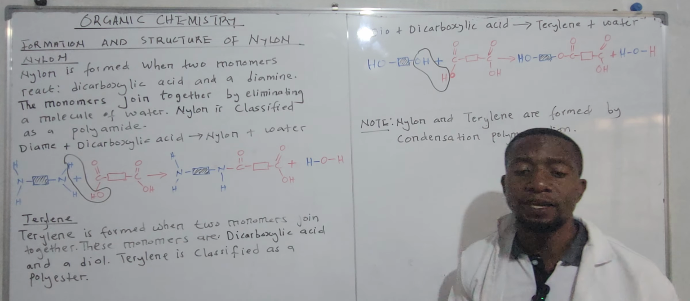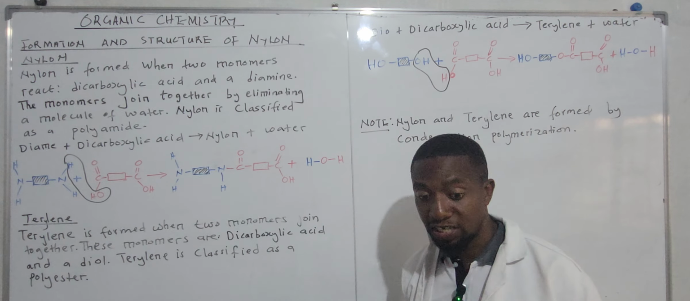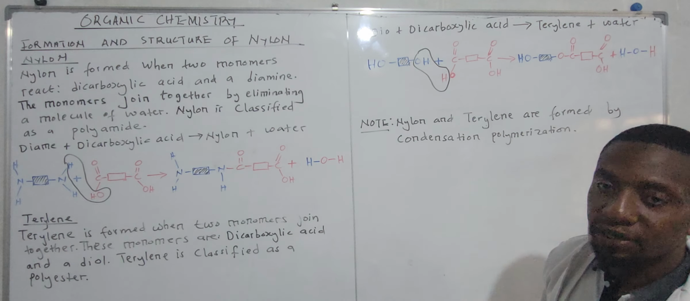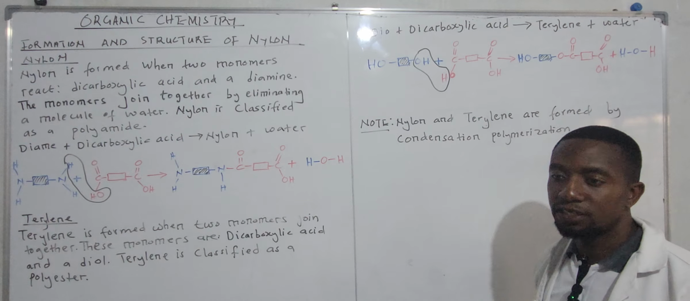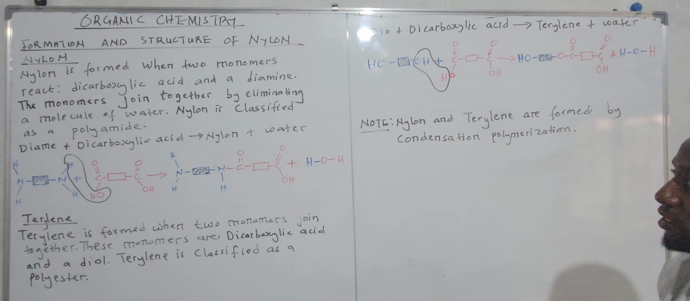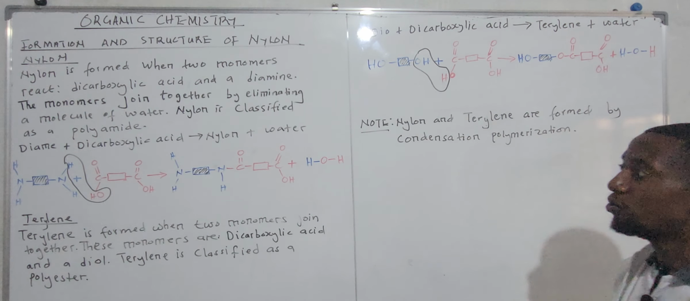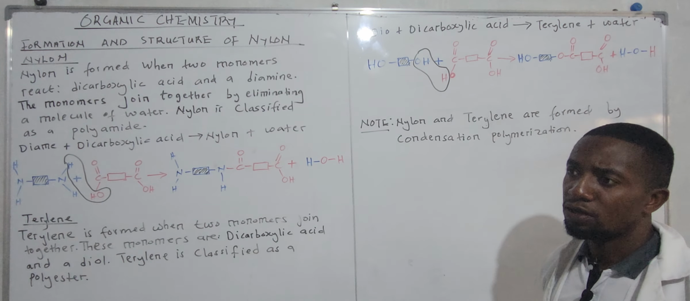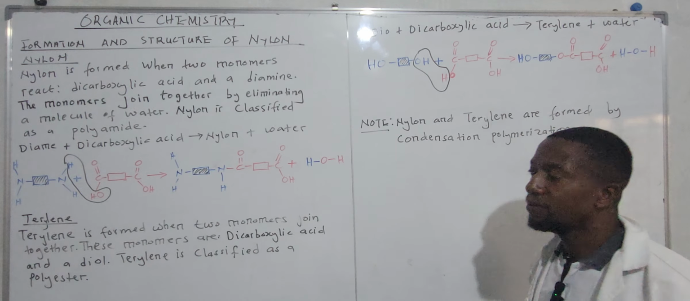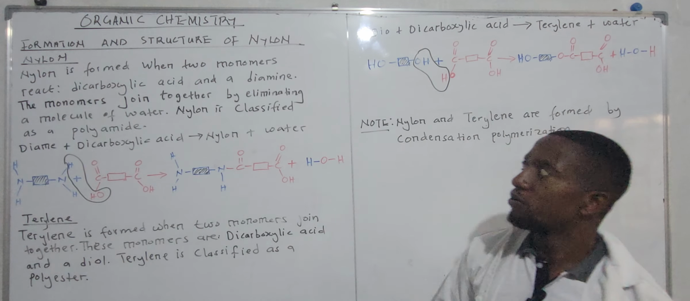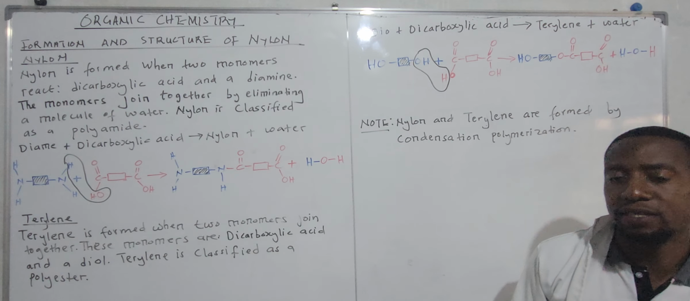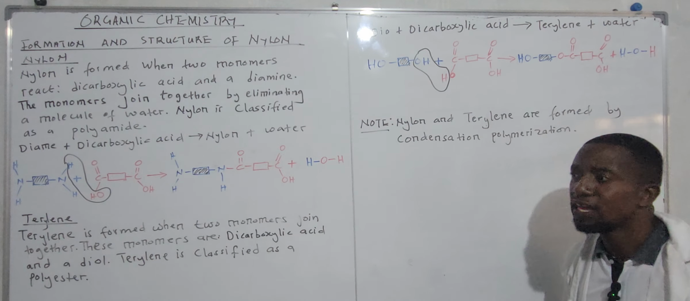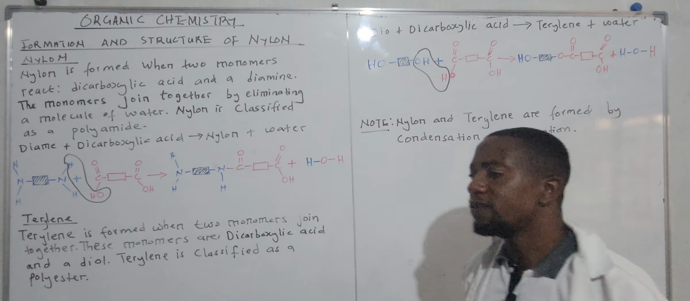These two are formed by condensation polymerization, where water will be given out during the reaction. So when you look at nylon, how is this nylon formed? Nylon is formed when two monomers react together. What are these two monomers?